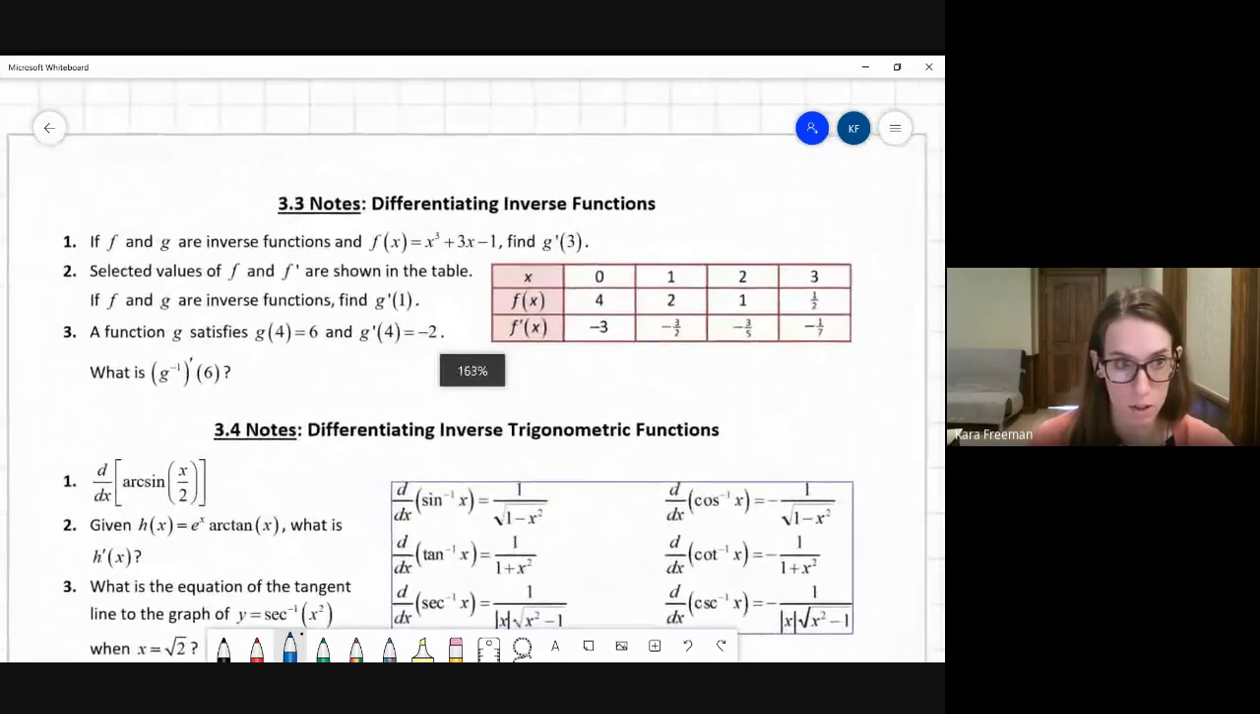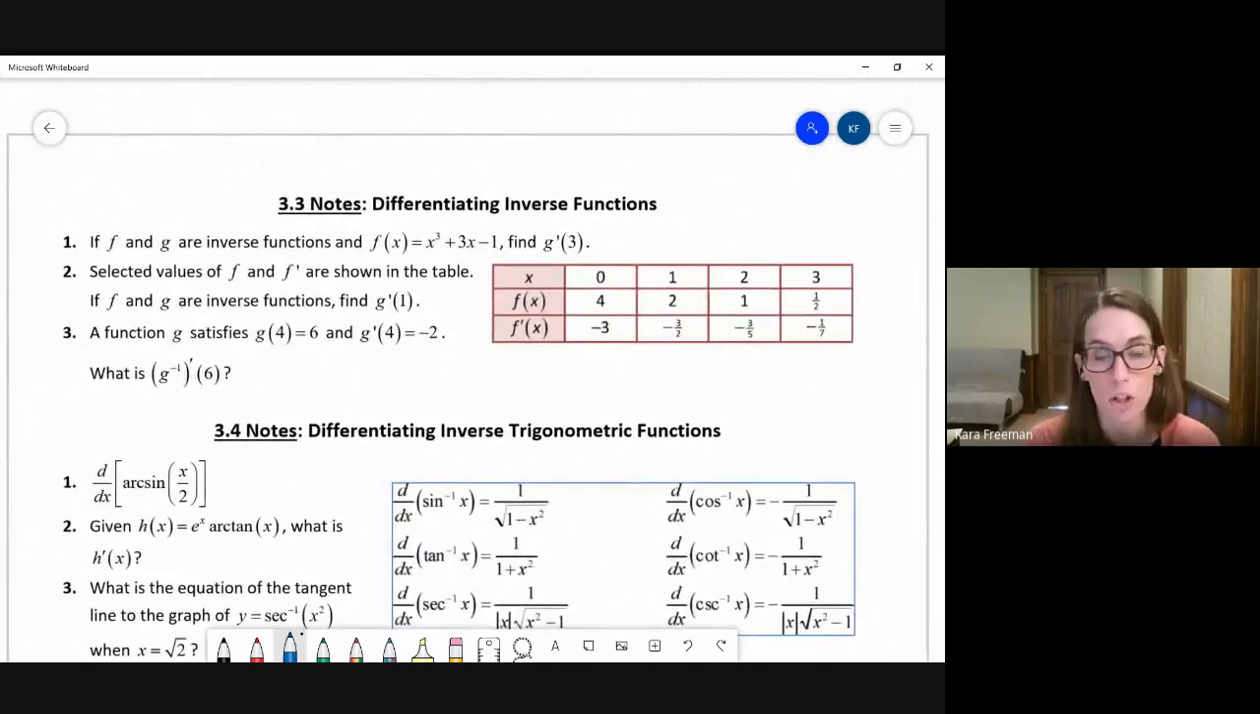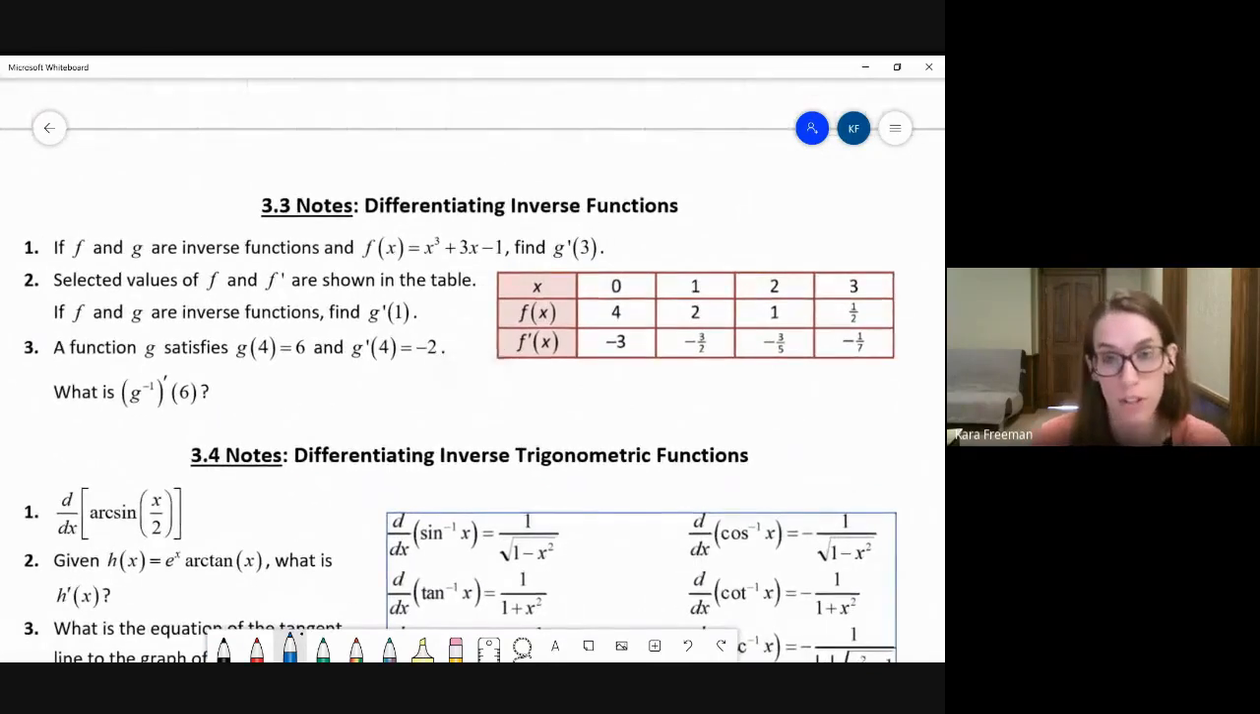Number 1, if f and g are inverse functions, and I'm given f, find g prime of 3. Now here's why we have to have a formula for the derivative of an inverse function. Because if I just gave you this problem without talking about the derivative of an inverse function, many of you would just try to find the inverse function, right? How do you find an inverse function from pre-calculus?